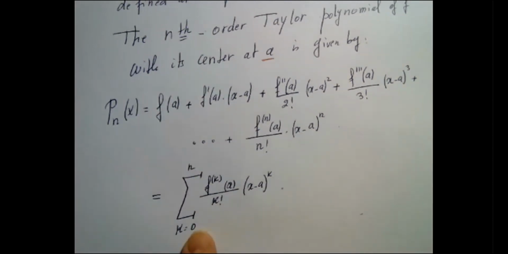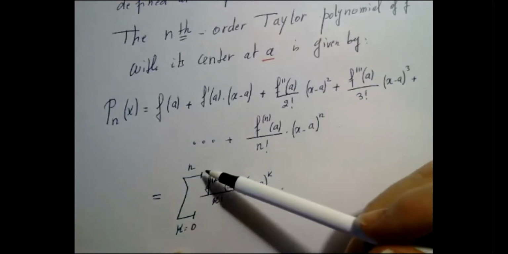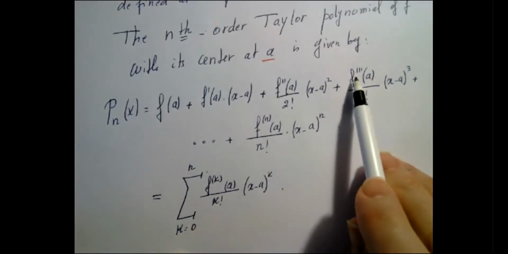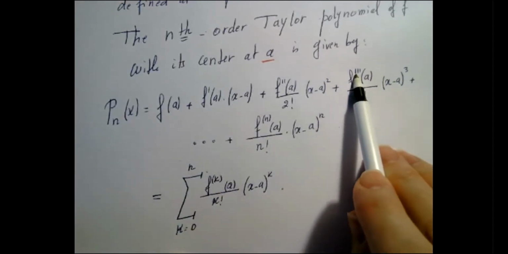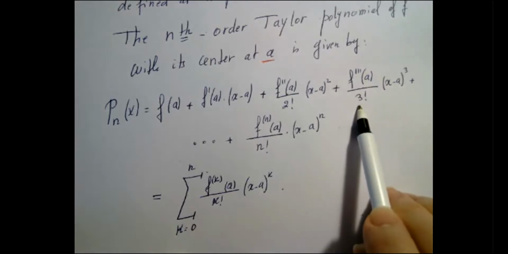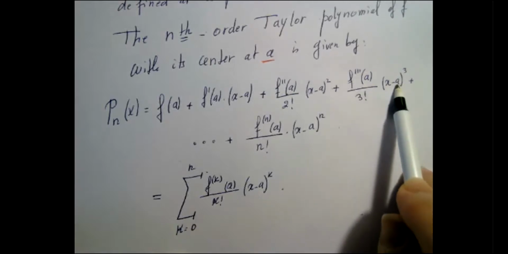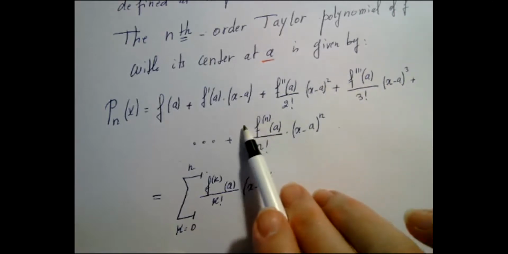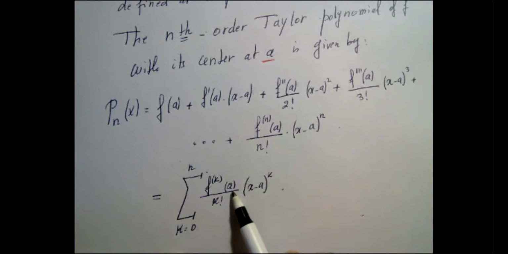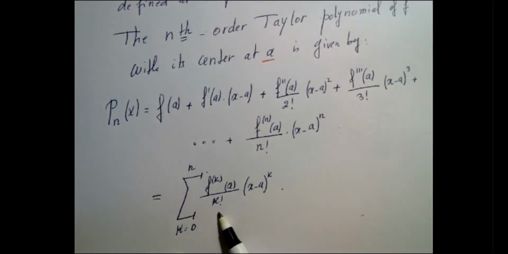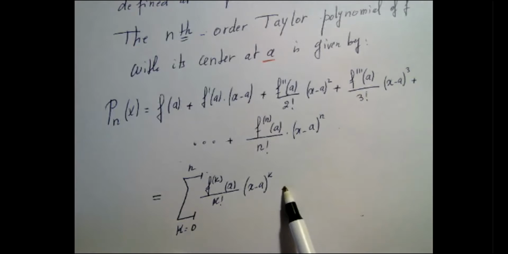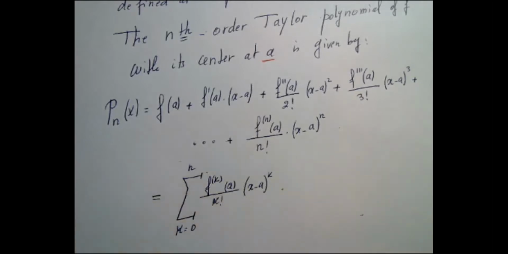And in sigma notation, we write this as sigma k equals 0 to n. So what changes here is the degree of the derivative, the denominator here, and the power. So it's the derivative of order k at the point a, that's my base point, over k factorial, times x minus a to the power k, k equals 0 to n.